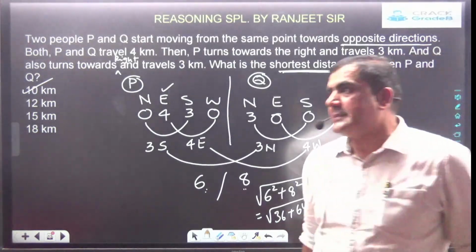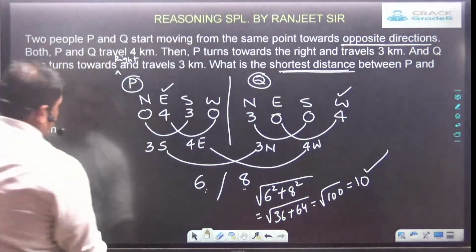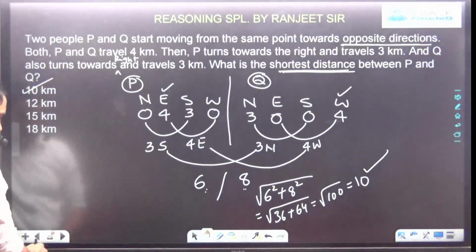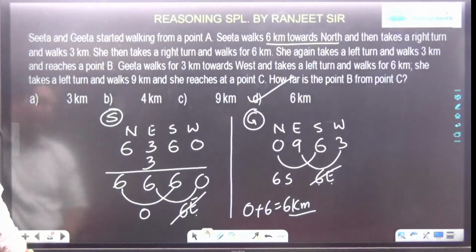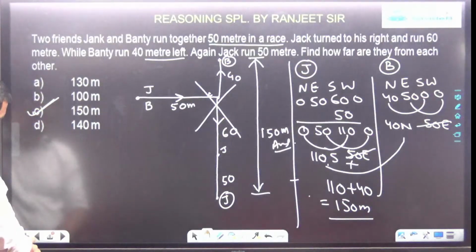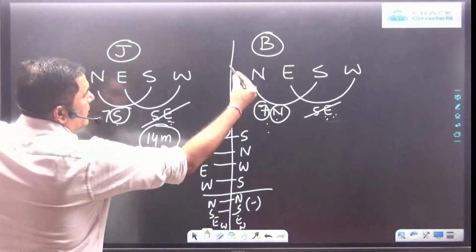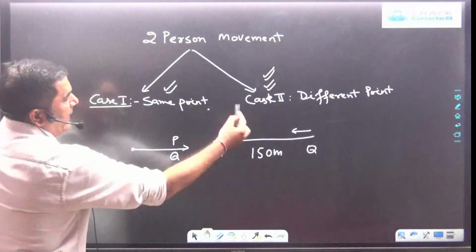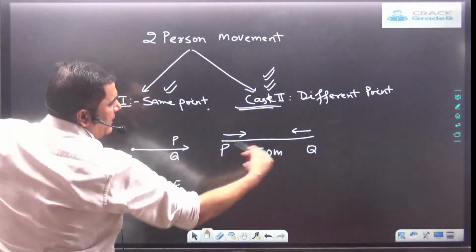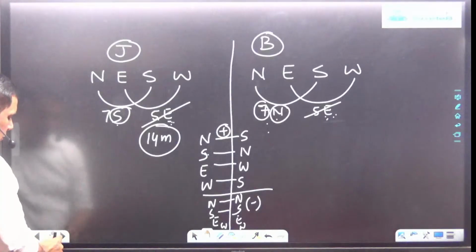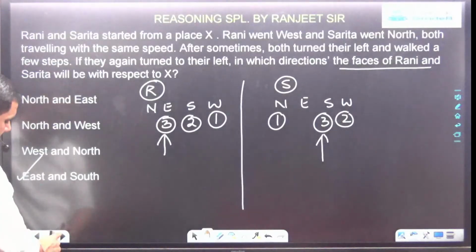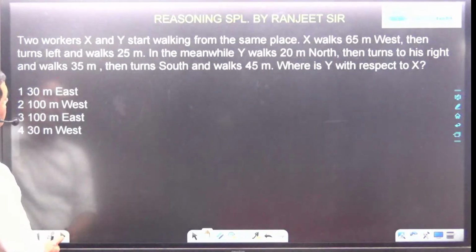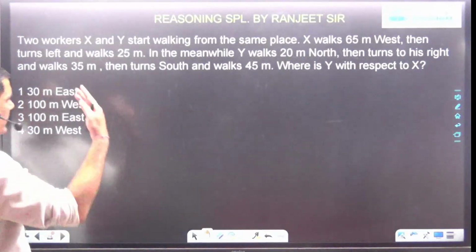Okay, now let's start with case number 2. Case number 1, we have already discussed so many questions based on it. 1, 2, 3, 4, 5, 6, six questions we have done. Now case number 2. What is case number 2? Whenever they start with some distance in between them. When some distance is given between them, how to get the answer? As an example, just see this one. Okay, let's do it.